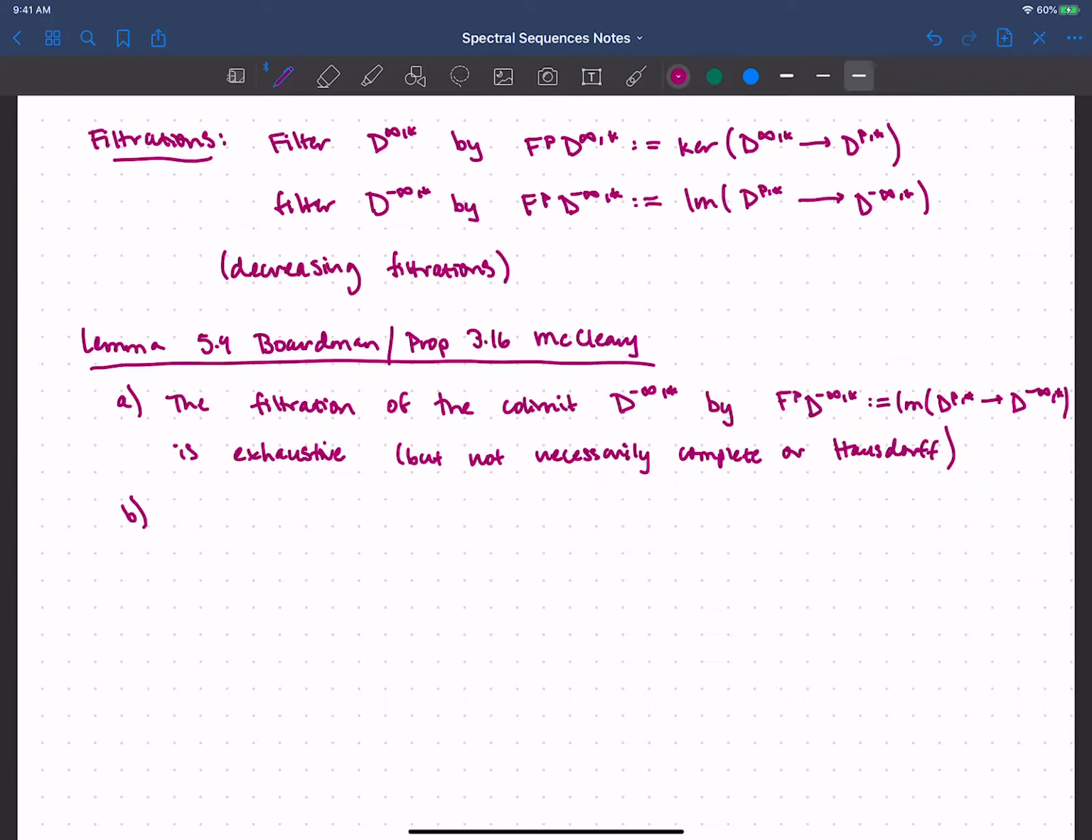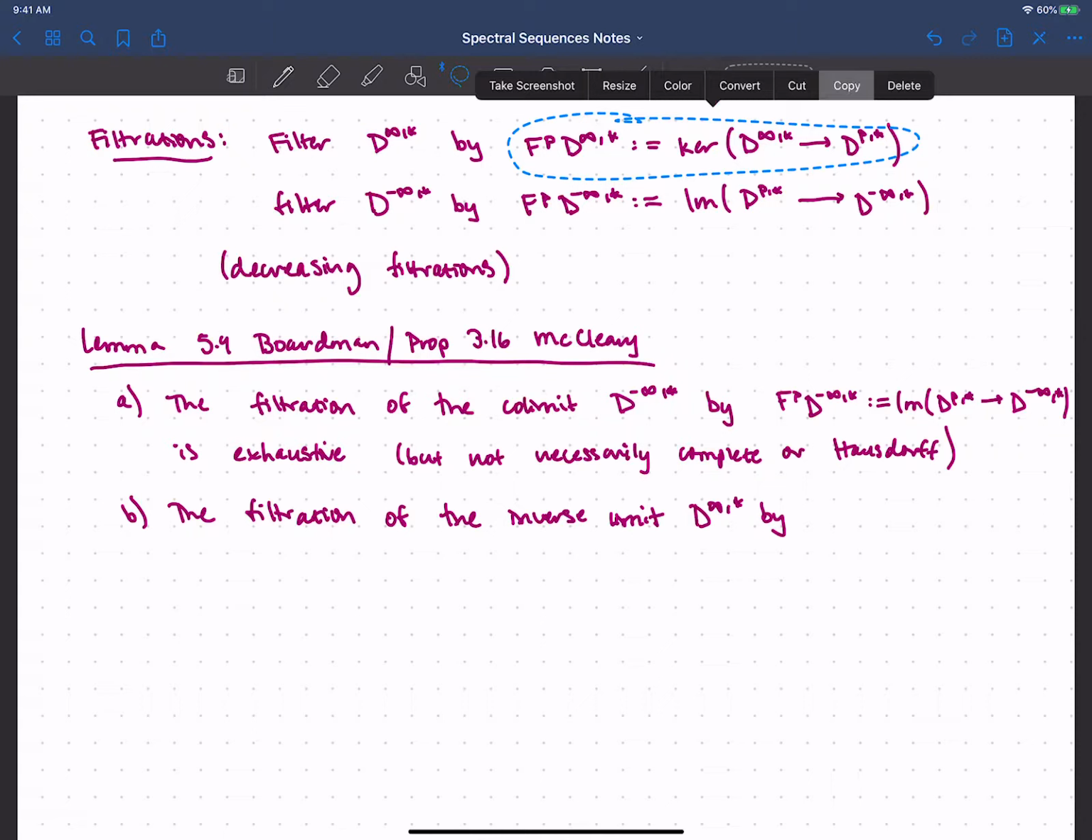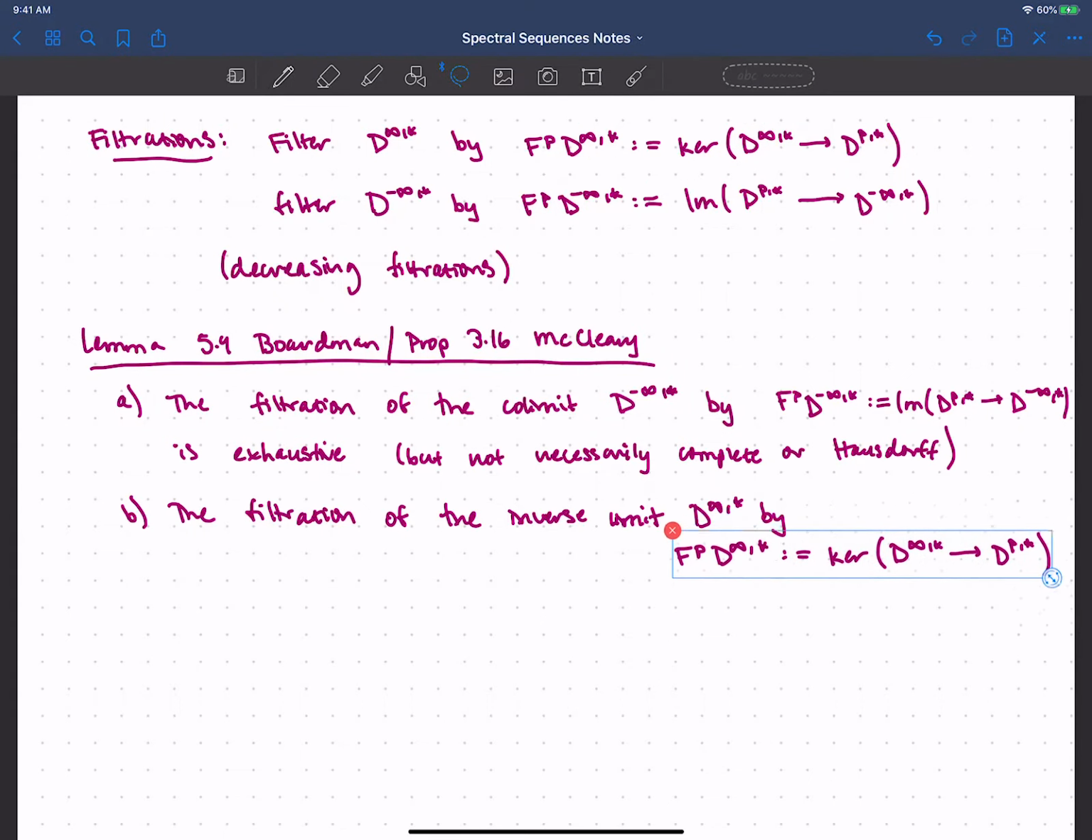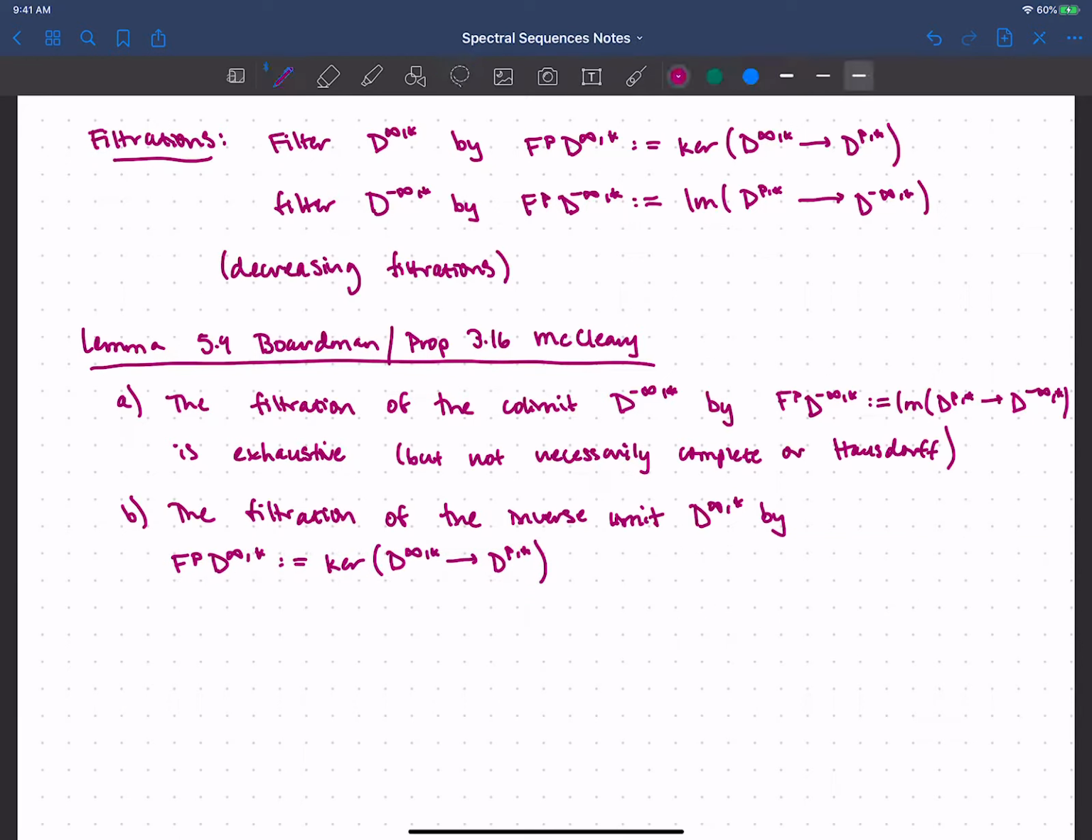Now, the other statement I want to make is about the filtration of the other thing, the inverse limit. So what can we say there? The filtration of the inverse limit, which we denoted d infinity star. And now maybe this time I will copy and paste. So it won't fit. So we filter by the kernel of these maps from the inverse limit. Well, the claim is that this is good in the other ways. So this is Hausdorff and complete, but not necessarily exhaustive.